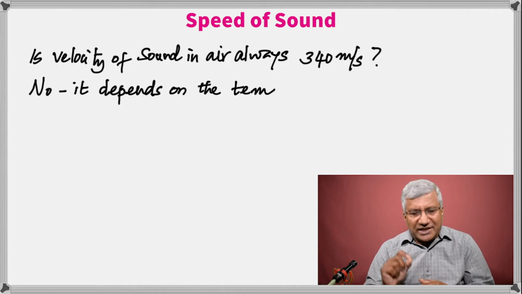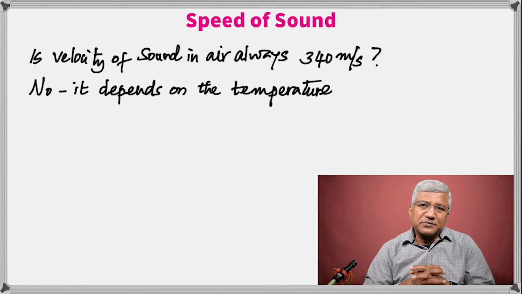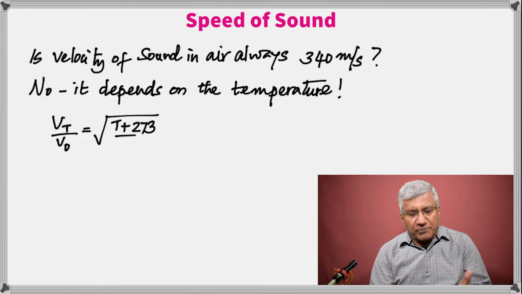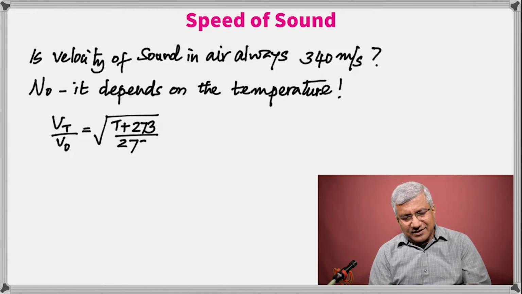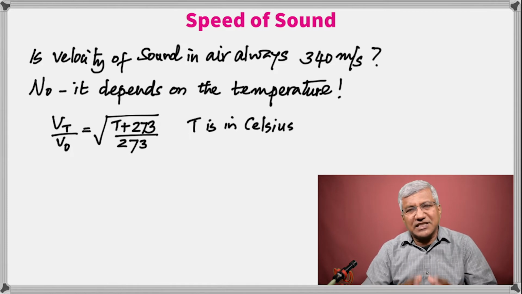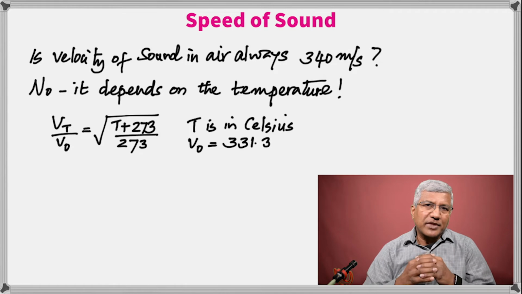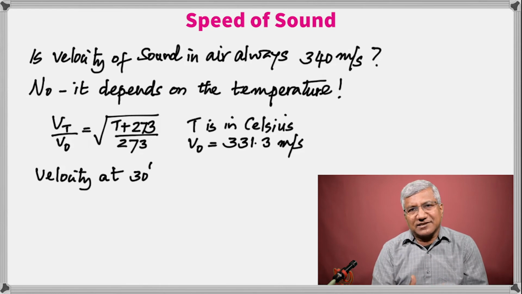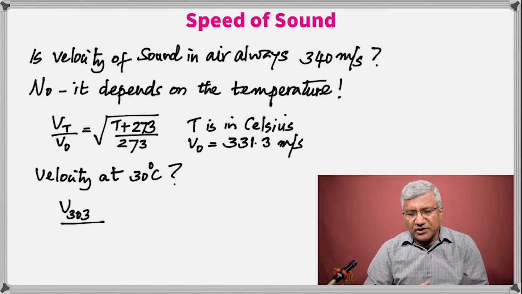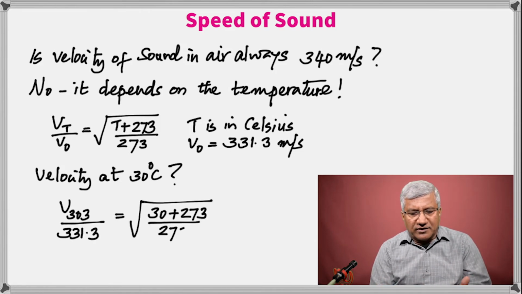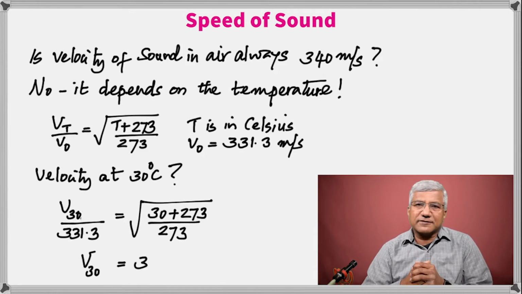So the velocity of sound in air depends on the temperature. We have another formula for that. The formula is: velocity at T Celsius divided by velocity at 0 is the square root of (T + 273) by 273. T is the temperature in Celsius. And V naught, which means the velocity of sound at 0 degrees Celsius, is 331.3 meters per second. So using that information, I'm now calculating the velocity at 30 degrees Celsius.